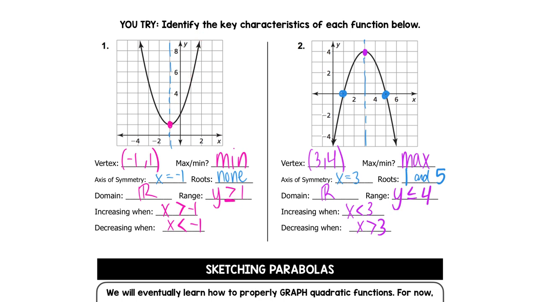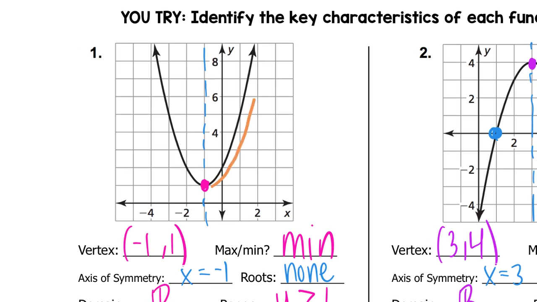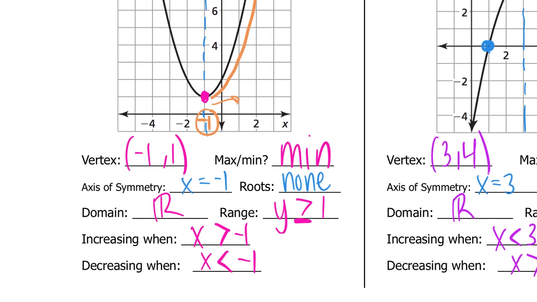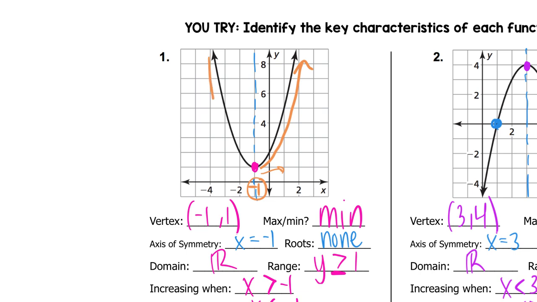And then it is increasing on the right-hand side of the line. So if you look at this line here, it's increasing on the right side. That means that x has to be greater than -1 because it's to the right of it. And that's how we want to write it. We want to write x is greater than -1. And then it's decreasing on the left side. So that would be when x is less than -1.